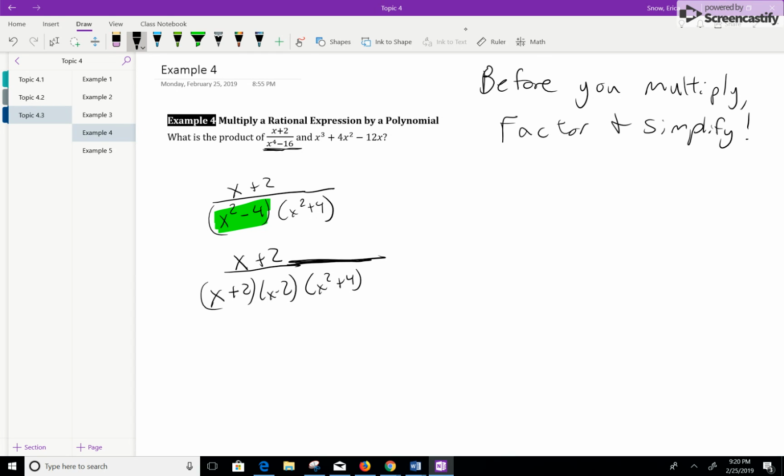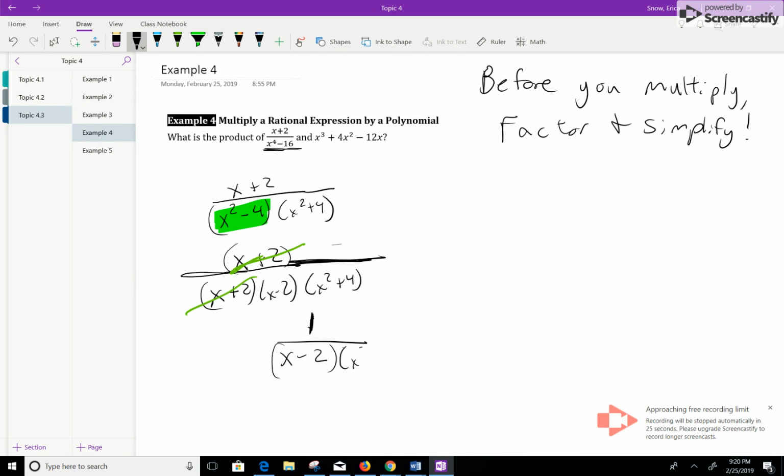Now, before we do anything else, remember when we were looking at fractions that had the same thing in the top and the bottom? We can cancel those out. So what we are left with is 1. So don't forget that this doesn't make this 0. Canceling the top does not make it 0. That's 1. x minus 2, x squared plus 4.